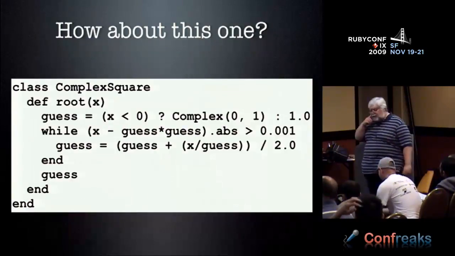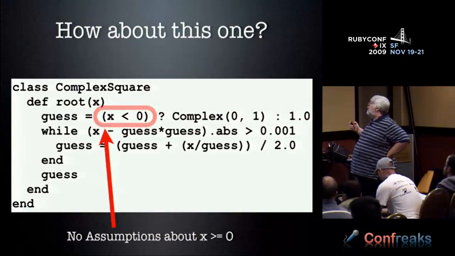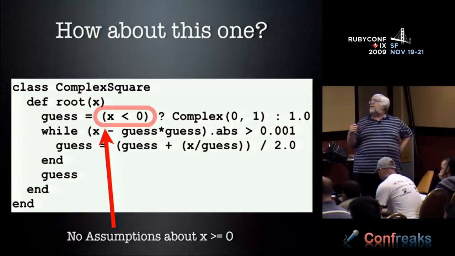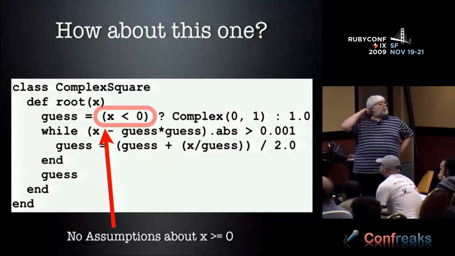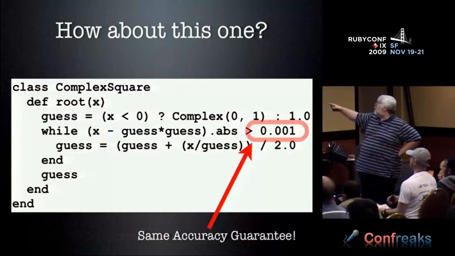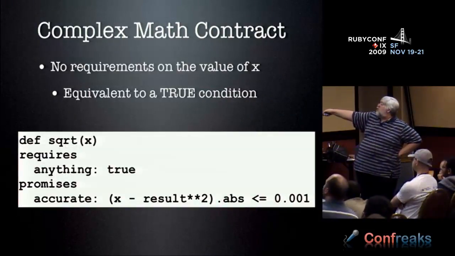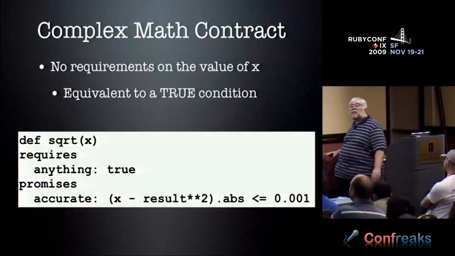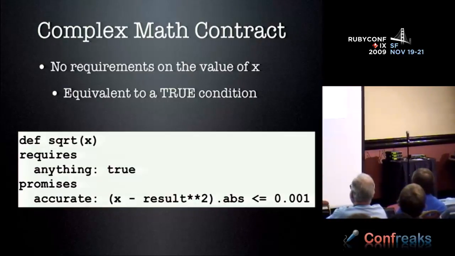Okay, so now let's look at this. This is complex square root, and it makes no assumptions about x, because we explicitly check for it, and if it's going to be less than 0, we will return a complex answer rather than just the regular real answer. So the contract for this one, same accuracy guarantee. The contract for this one says in the requirements, anything goes. This is a looser requirement because it accepts a wider range of inputs.